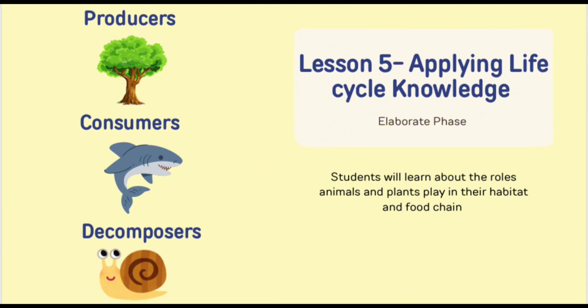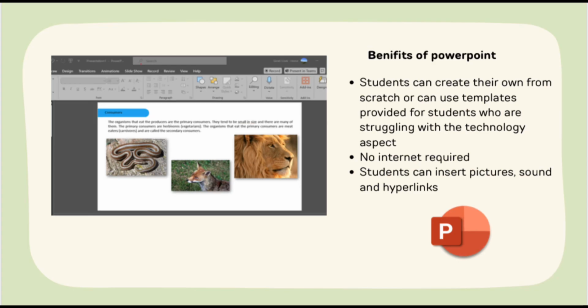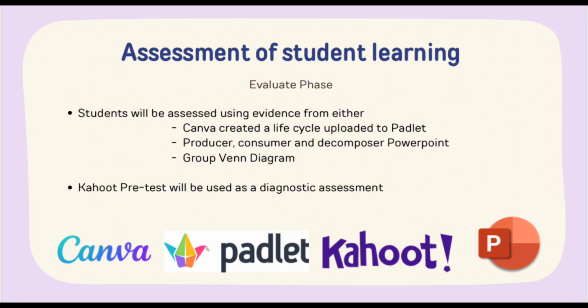They will learn about producers, consumers, and decomposers and their impacts on habitats. PowerPoint allows for flexibility in including text, images, voiceovers, and videos, as well as the ability to integrate hyperlinks without needing internet connectivity. This task also helps students develop their research and software skills. Students' assessment will include various tasks such as creating life cycles on Padlet, a Venn diagram, a plant growth booklet, and the pretest.